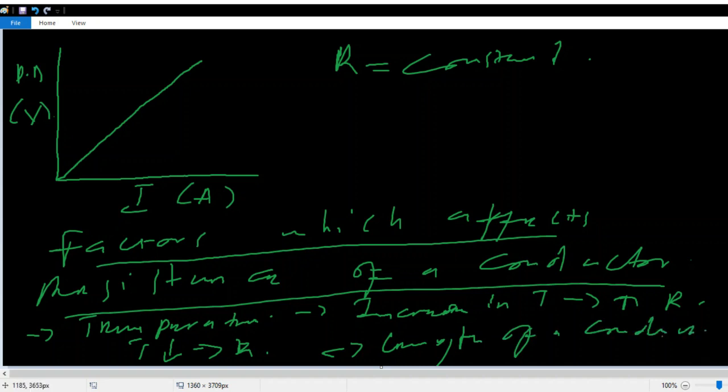So when the length of a conductor is increased, resistance is also going to increase. An increase in length means there will be an increase in resistance, and a reduction in the length of the conductor means resistance is also going to be reduced. Let us look at the other factor.